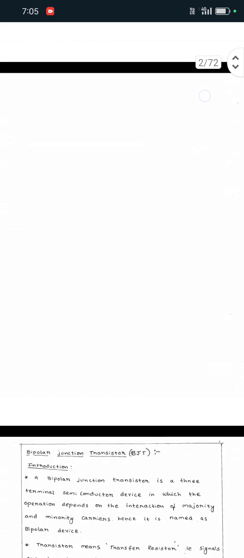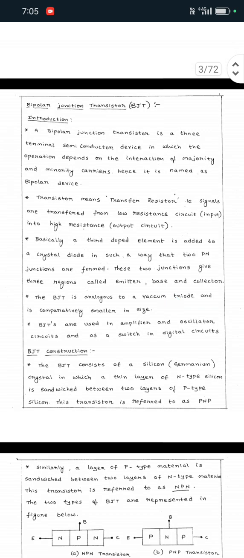Next is the input and output characteristics of the transistor in common emitter configuration. Next, input and output characteristics of the transistor in common collector configuration. Next, comparison of common emitter, common base and common collector. Next, BJT applications. Okay, so first, what is meant by BJT?